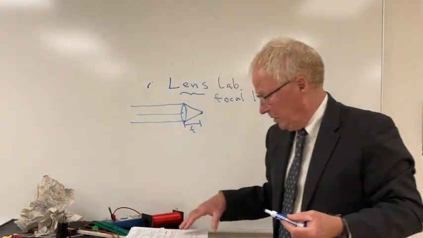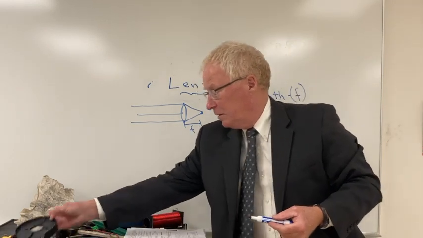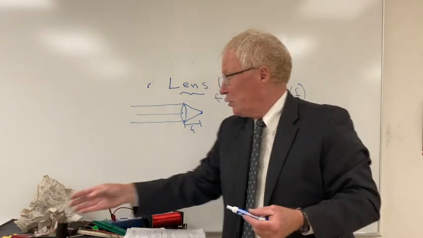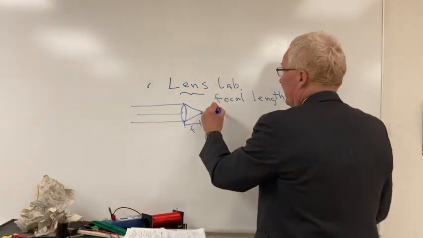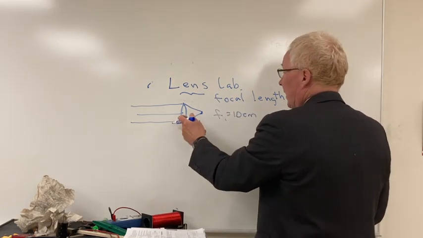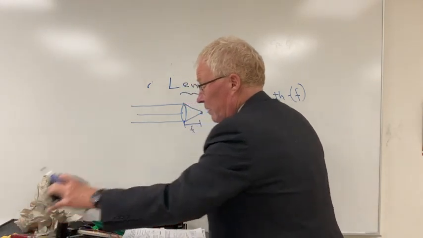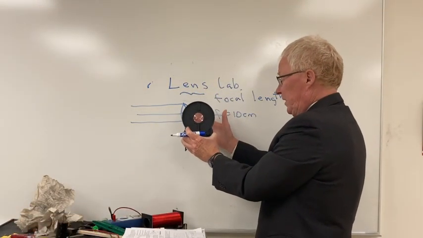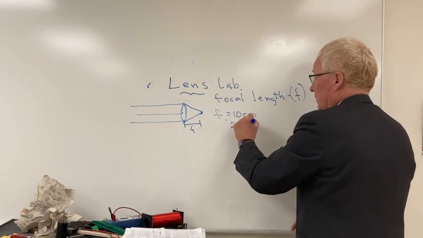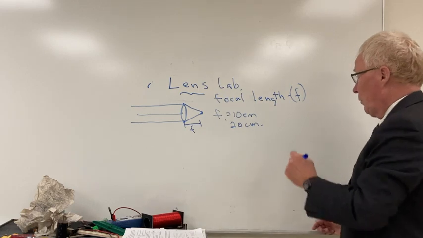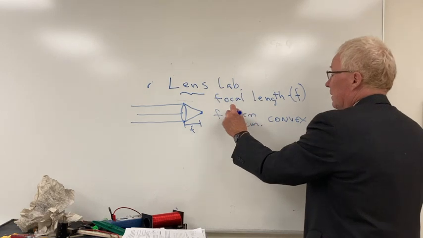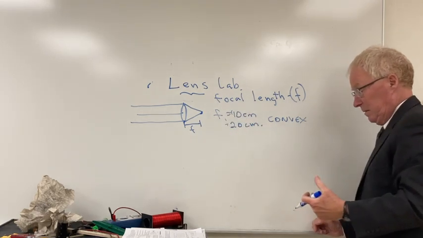Now we're going to be using different kinds of lenses for this lab. The lenses will have an F of 10 centimeters, meaning the light from far away will focus on a screen 10 centimeters away. And we'll be using one that has 20 centimeters. These are both what we call convex lenses. All right, they both have positive focal length.